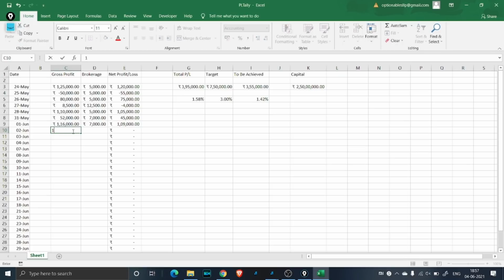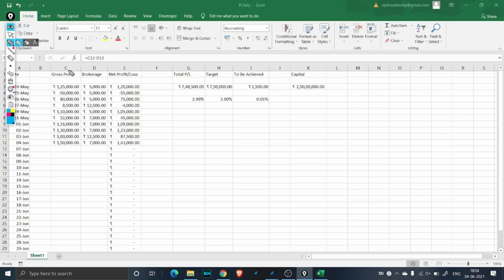June 2nd we made a profit of 1,30,000. So we'll put brokerage as 7,000, even though it was little lesser. And June 3rd we made a profit of 1 lakh, and I am going to put the brokerage as 12,500 because usually on expiry days the transactions will be more and we will assume higher brokerage. And June 4th, that is today, we made a profit of 1,50,000, and I will assume a brokerage of 7,000 for the same. So you can see that we have almost achieved our target.